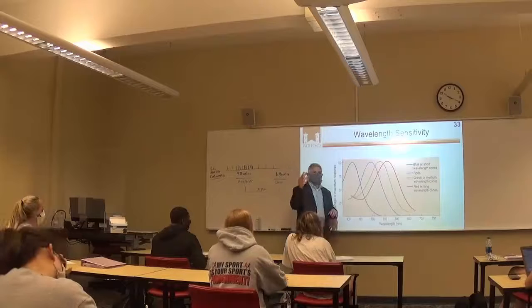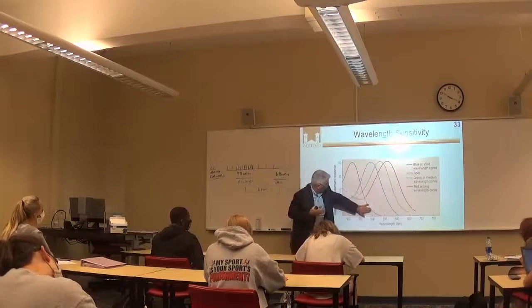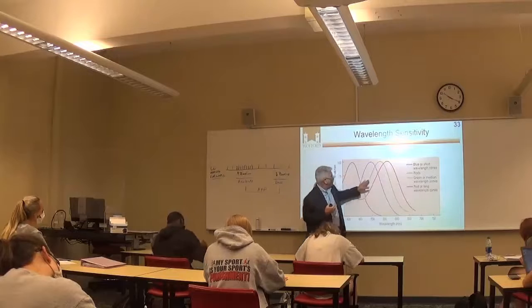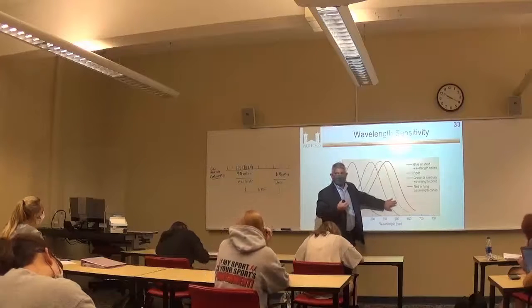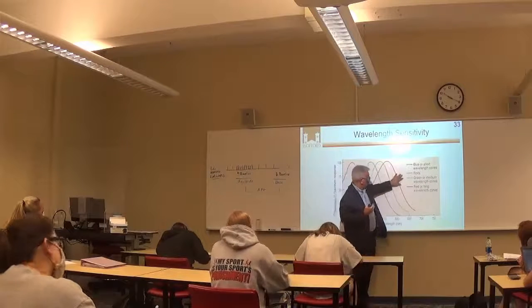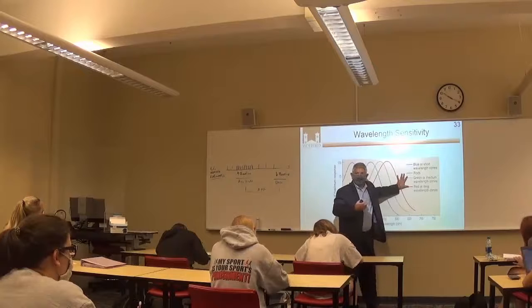have three different types of photopigments. Some of the cones are short wavelength, and they only detect blues. Some of them are medium wavelength, and they detect greens and yellows. And some of them are long wavelength, and they detect yellows, oranges, and reds.